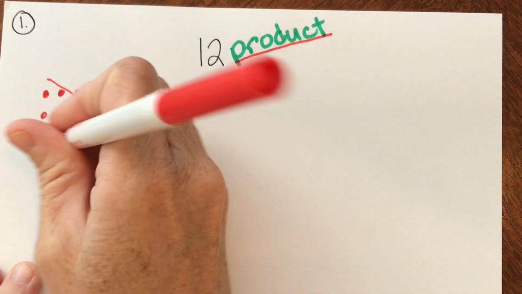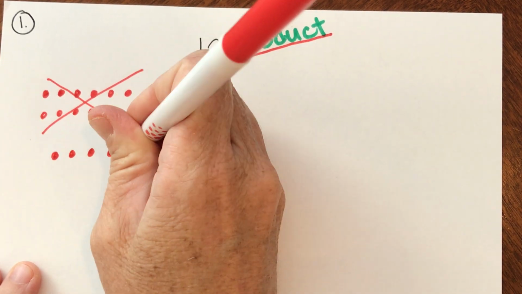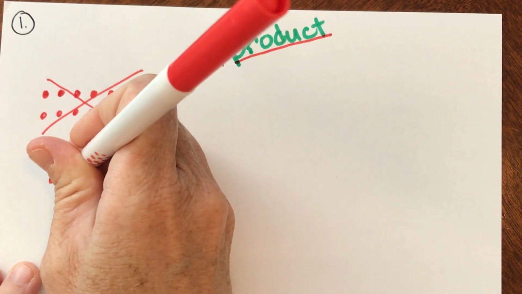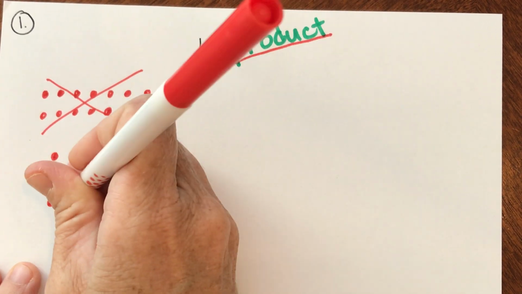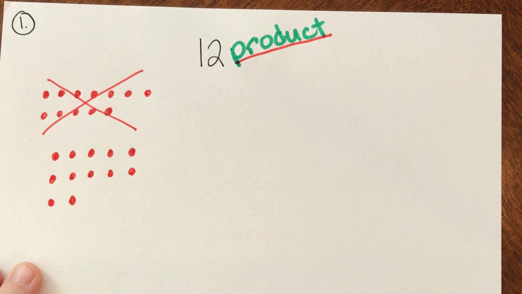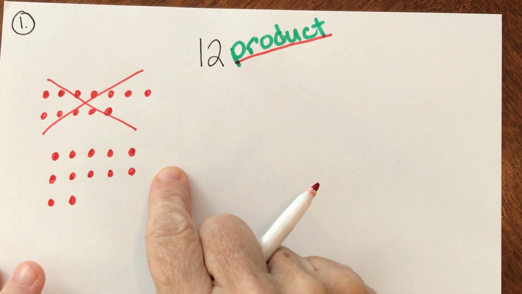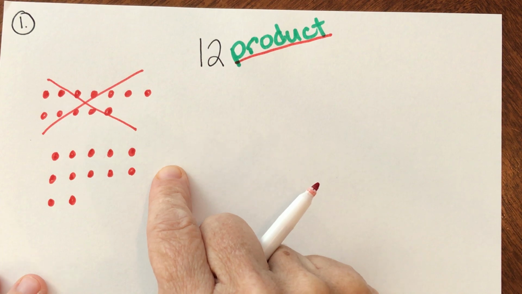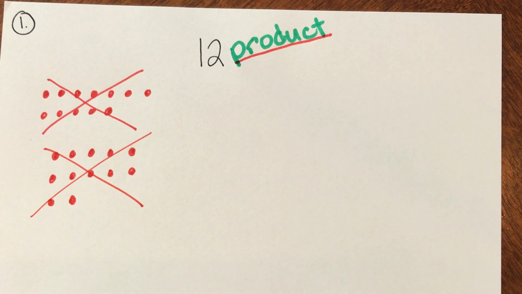What if I do a row of 5? 1, 2, 3, 4, 5, 6, 7, 8, 9, 10, 11, 12. Okay, so again, I used 12, but is this going to be an array? Nope, not at all. So I have to make sure that when I do my array that I come up with a nice square shaped one.